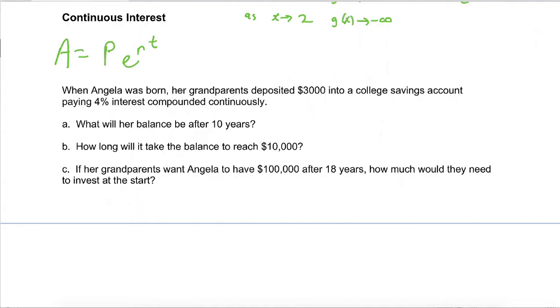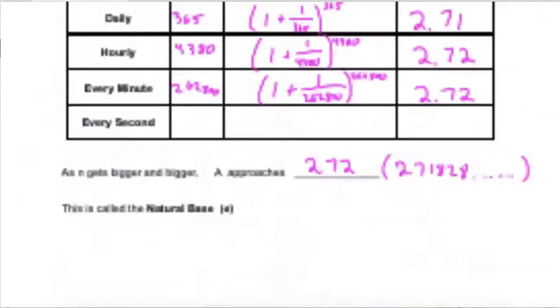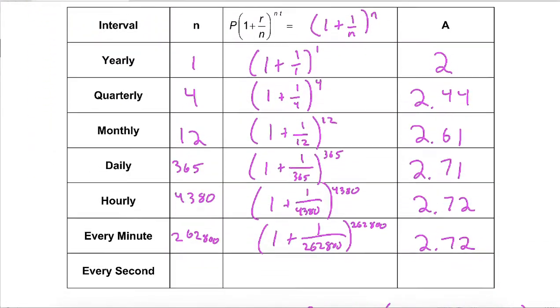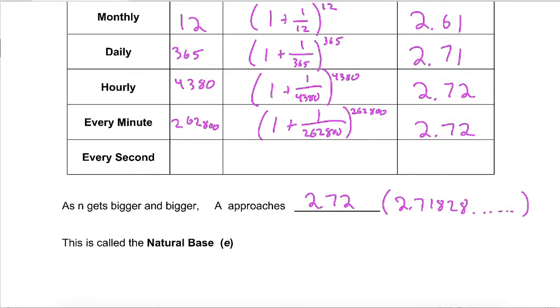In this case, the A is the account balance at any given time. P is the principal you started with. R is the interest rate, and T is the number of years. Essentially, what we're doing is taking the idea of compounding from before, what we talked about up here in this section. Instead of putting in these ridiculously big numbers here, we're going to actually put in the number as if you were compounding an infinite number of times. And that is the 2.71828 dot dot dot, which we call e.